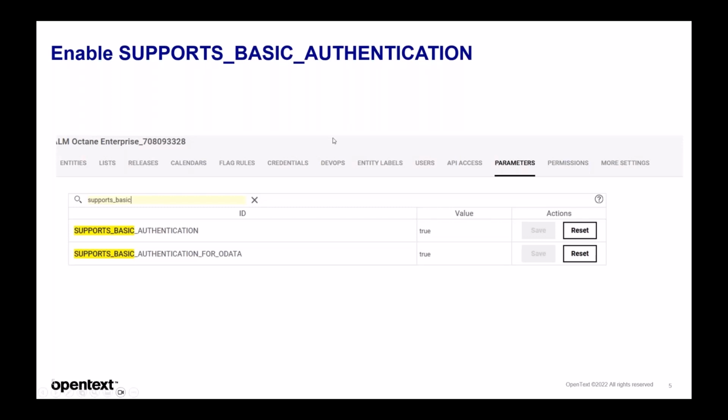And then the third item that you need to check is your parameter settings. So you want to go again to your shared space and go to parameters. The documentation indicates that you should enable support_basic_authentications. And for OData for developers, you also want to enable support_basic_authentication_for_OData. Since I'll be demoing both Power BI and Postman for developers, I'm going to enable both for now.